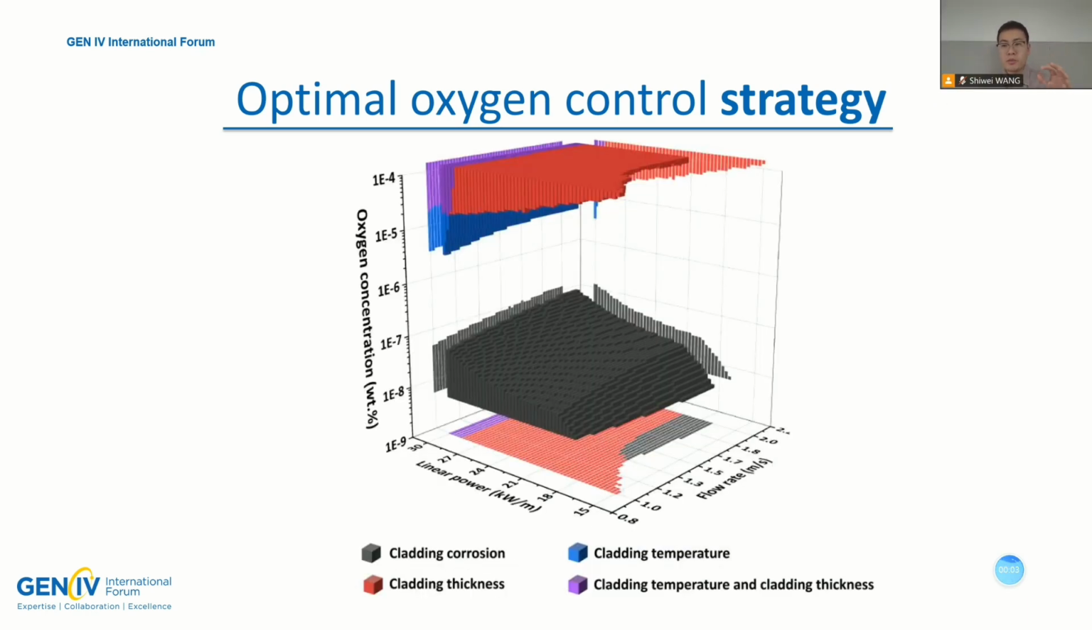Through the prediction results of the K2K, we identify three main failure modes in the design domain, including the oxidation protection failure, the cladding overheating, and the cladding thickness failure.